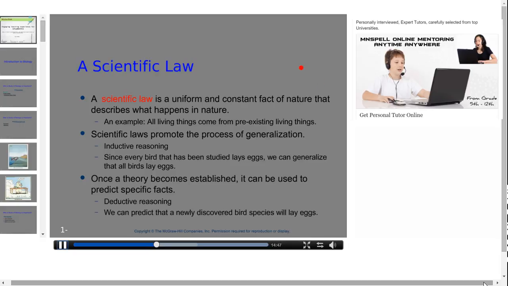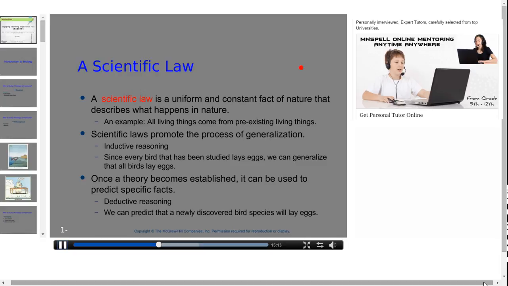Then comes the scientific law. A scientific law is a constant fact of nature that describes what happens in nature. Like all living things come from pre-existing living things. Initially we had a belief that all living organisms arise from non-living organisms. That was verified and experimentally proved to be a wrong statement. The scientific law was established which showed that all living things come from pre-existing living things.